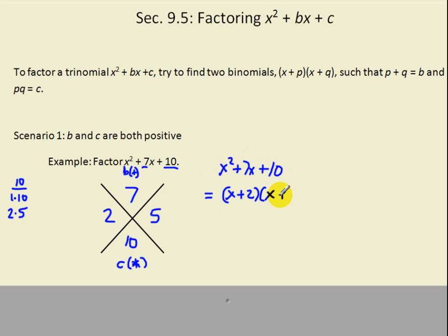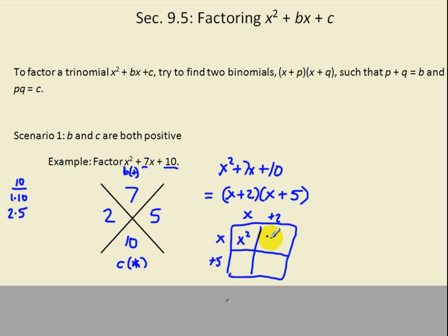times x plus 5. And if you want to double check that, you could use the FOIL method, or you could set up a box and multiply those out. So we have x plus 2, x plus 5. Here's x squared, 2x, 5x, and 10. So we get x squared plus, these two combine to give us 7x plus 10, which is exactly what we started with.